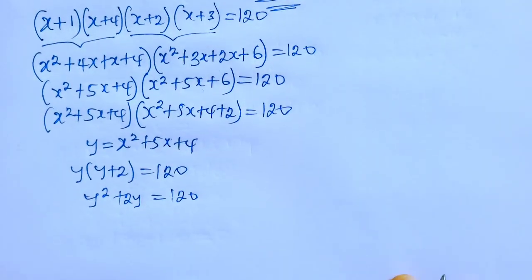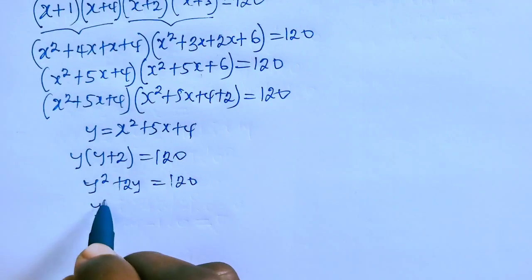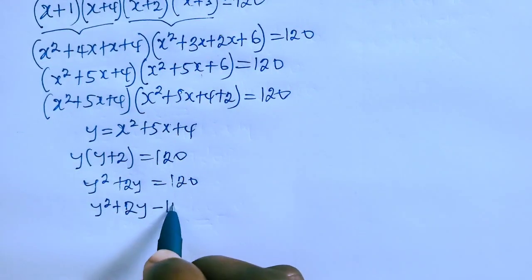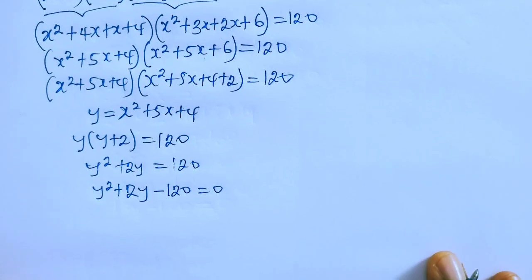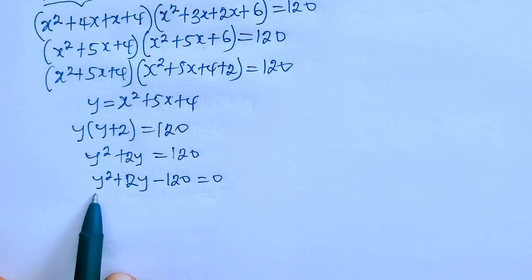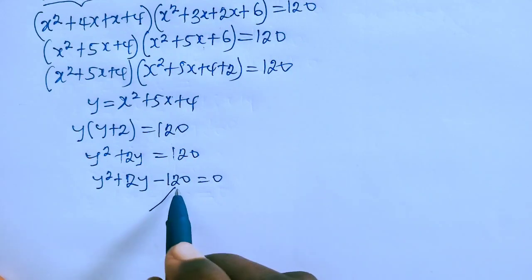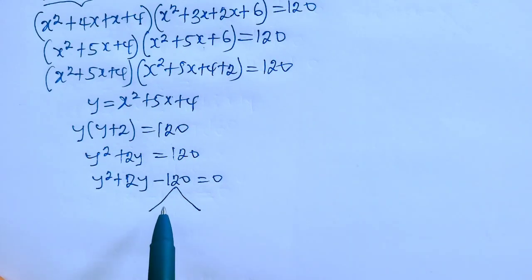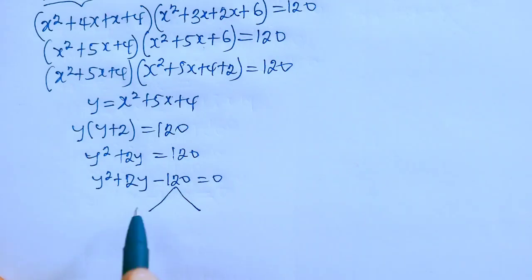And this is a quadratic equation. I'm going to put it in normal form: y squared plus 2y minus 120 equals 0. To get the variable y, I'm going to use the factorization method, applying the shortcut method. Come direct to the constants and look for two possible factors of 120 that, when multiplied, give you minus 120, and when added, give you plus 2.